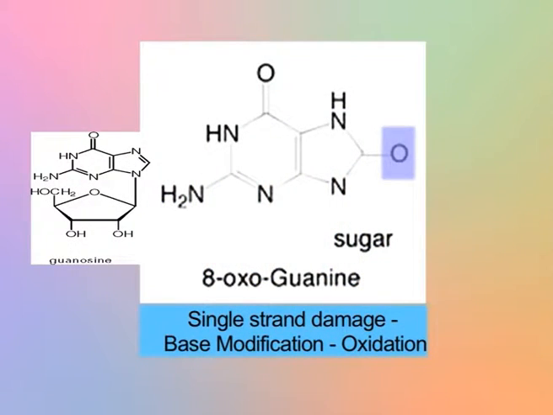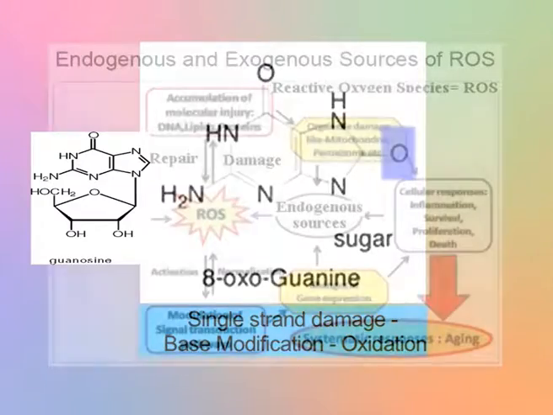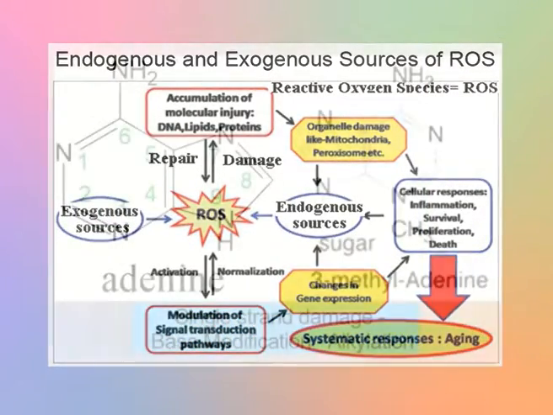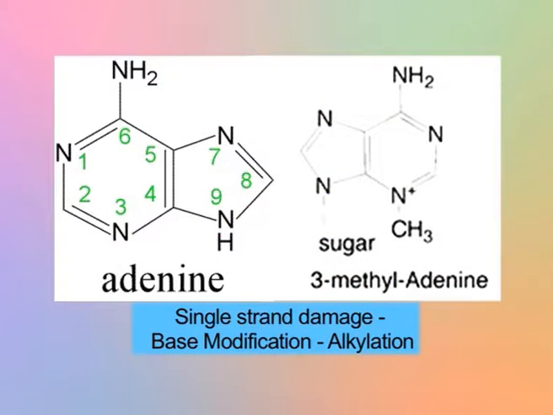Base modification may be oxidation giving rise to 8-oxoguanosine. This oxidation may be spontaneous or may be induced by endogenous ROS or exogenous ROS. Alkylation gives 7-methylguanosine, 2-methyladenine, O6-methylguanosine; different types of alkylated bases can form either by endogenous causes like S-adenosylmethionine or by ethyl methane sulfonate, which alkylates the bases.